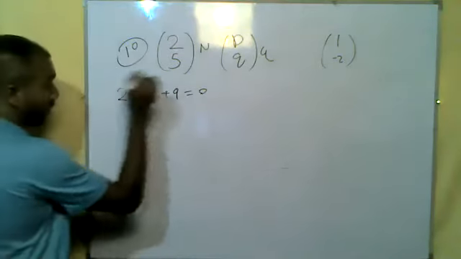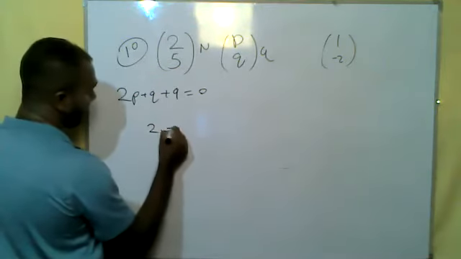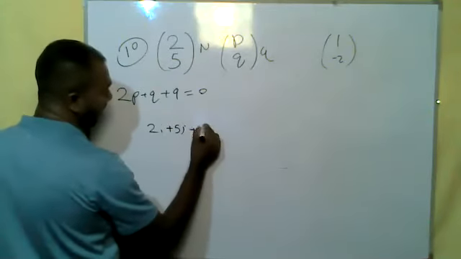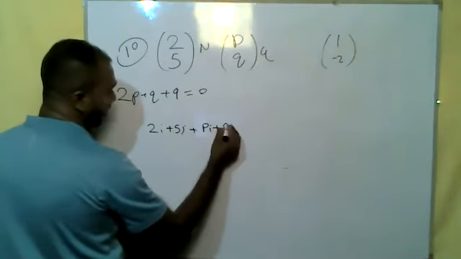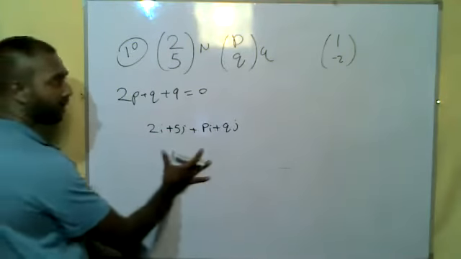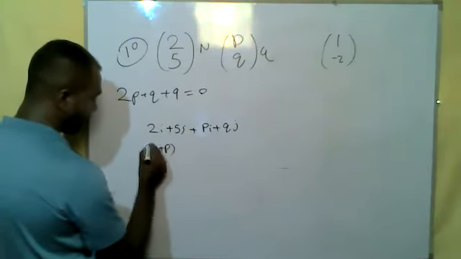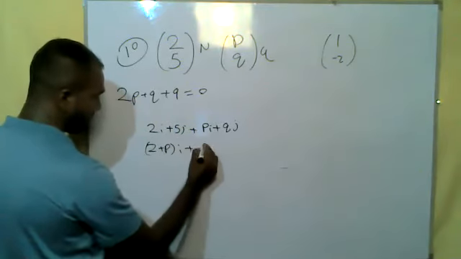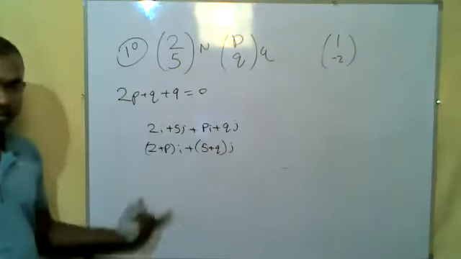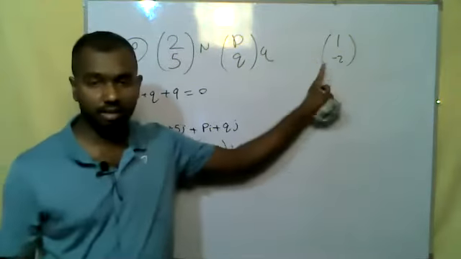Okay, how to find the resultant of this one? We can consider this as 2i plus 5j. This one we can consider as pi plus qj. So how to get the resultant? You just add these two forces. How much are we getting? 2 plus p i, 5 plus q j. We have the resultant force here, and they are saying that is parallel to this vector.